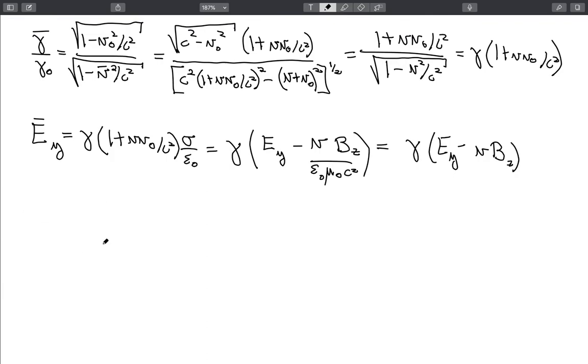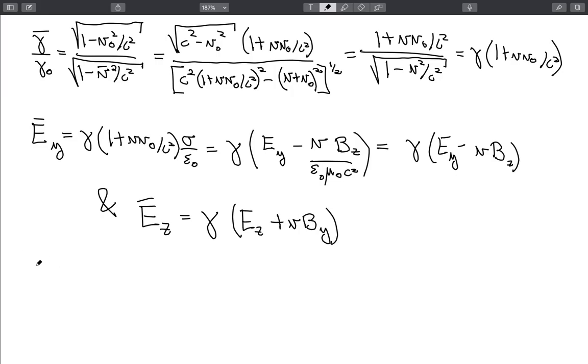Maybe you see what I mean. So what I would just get is that I would just change the relationships, and that would give me that E bar z is equal to gamma times Ez plus v By, by this rotation I just talked about. Okay, so for the electric field, that's the thing.